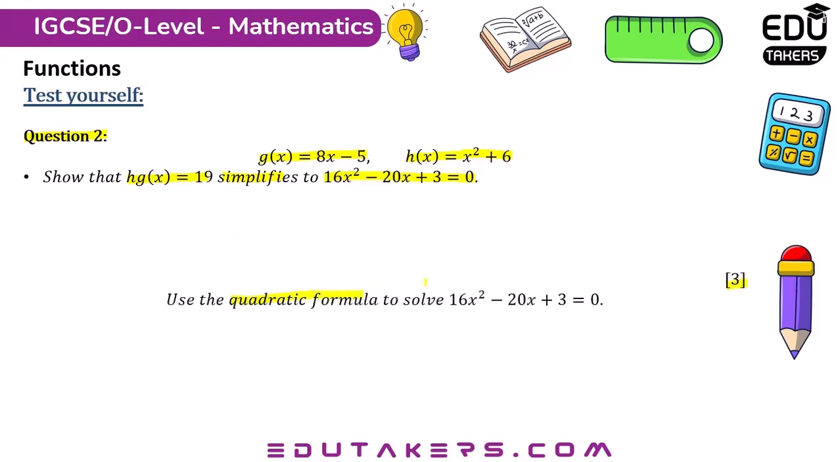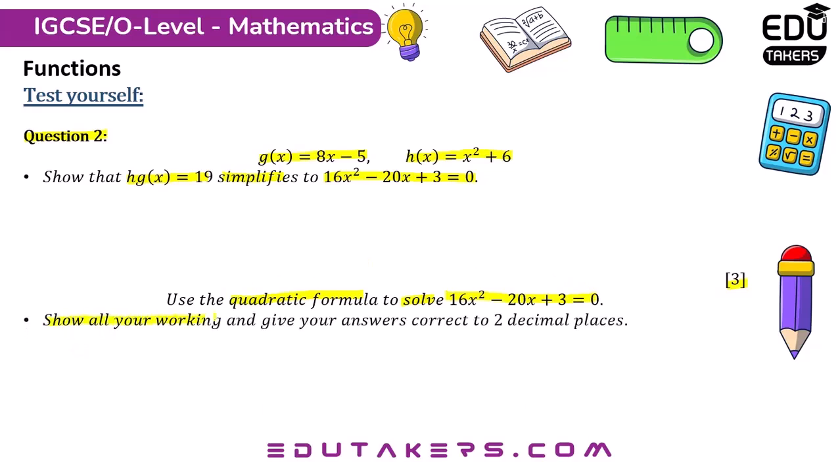Use the quadratic formula to solve 16x squared minus 20x plus 3 is equal to 0. Show all your working and give your answers correct to 2 decimal places. It's a 4-mark question.